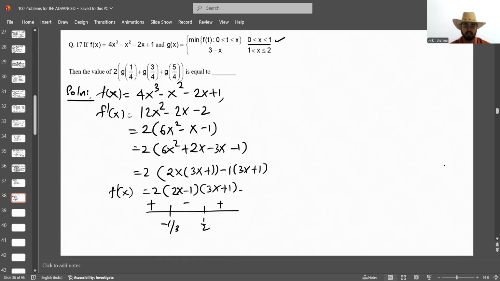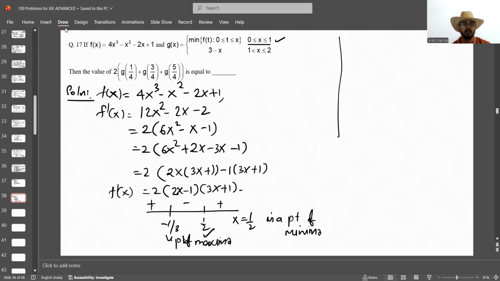So we see here that the slope is changing from negative to positive. That means half is a point of minimum. So x is equal to half is a point of minimum. You can see this by the change of the slope. The slope is changing from negative to positive, that means a point of minimum. So this is a point of minimum. That means we now have to sketch this graph. And of course, this is plus to minus, so this is a point of maxima. Now we will see the graph of this function. If we see it carefully, we also have to find out the minimum value.